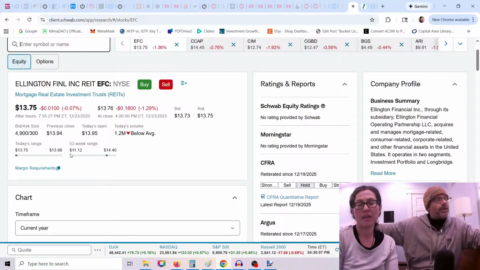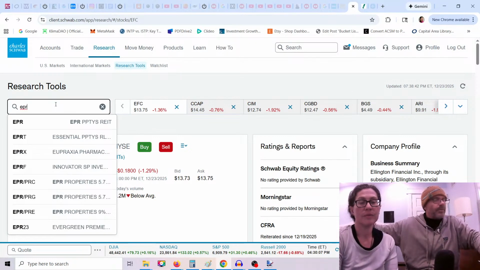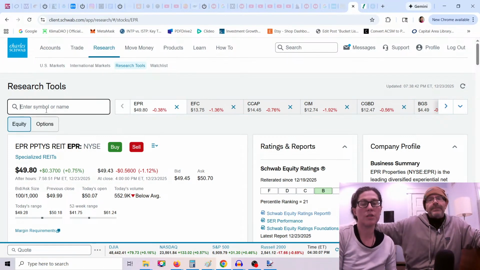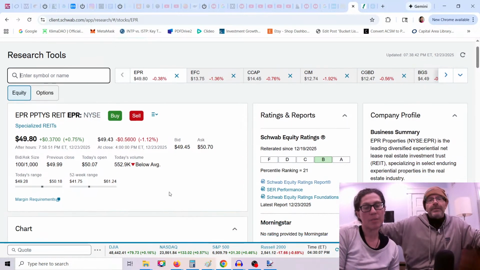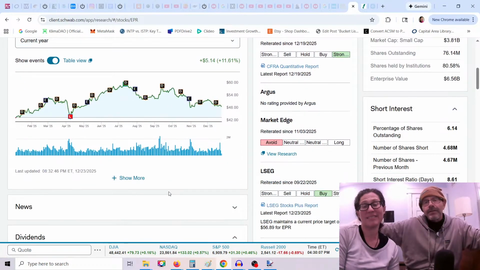EPR. Yeah, EPR, I believe. EPR is a good one. It used to be. I don't know if it still is. I haven't looked at it in a hot minute. Well, that's another thing too. If you actually hold these stocks, go through the motions of looking through each one when they pop up. Looks good so far. Let's look at the chart.